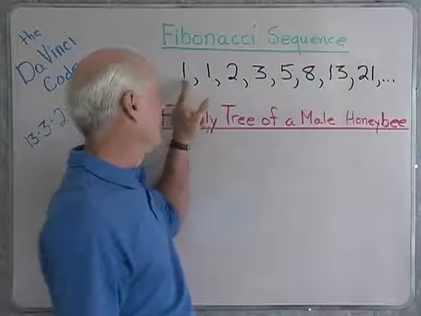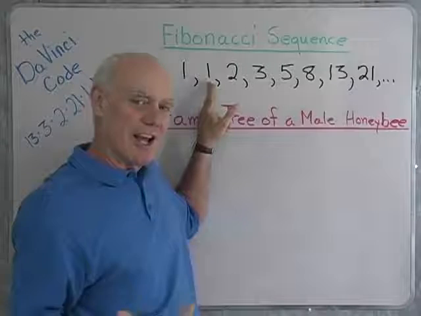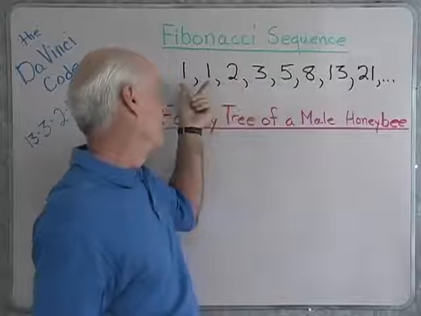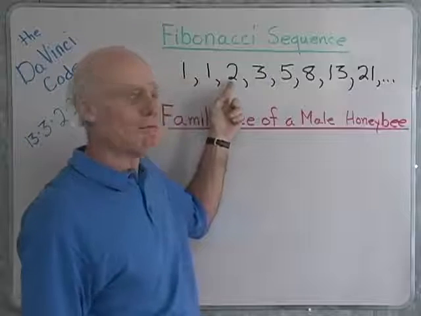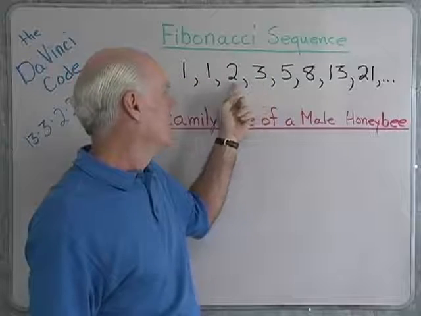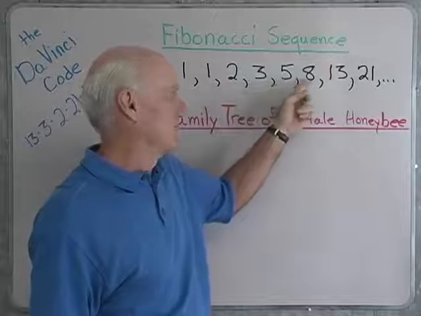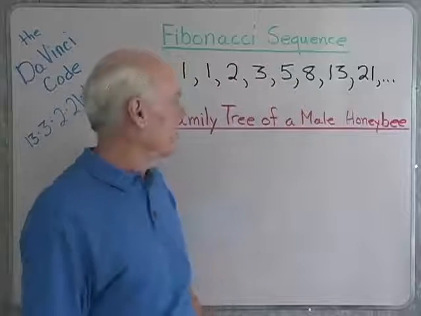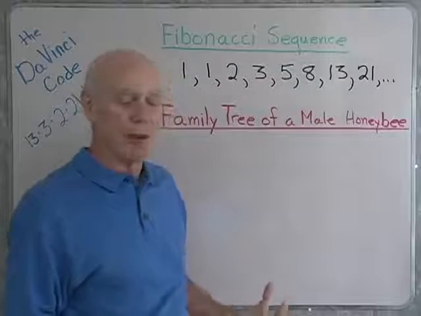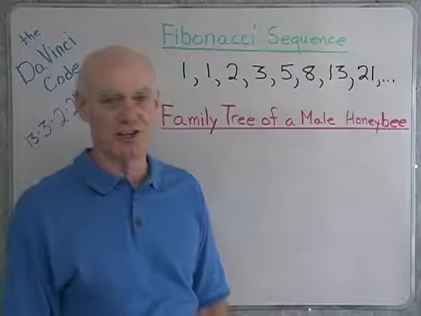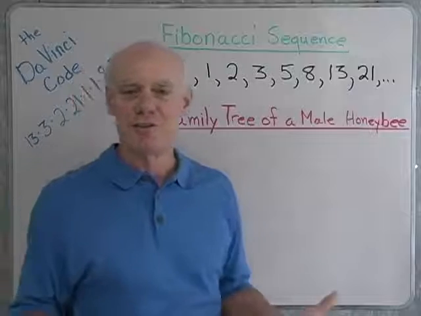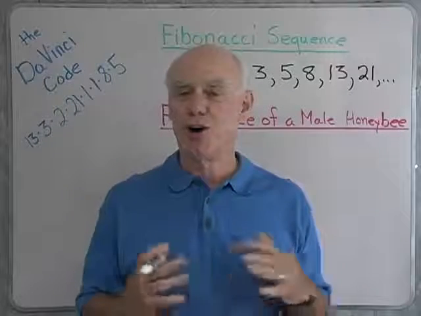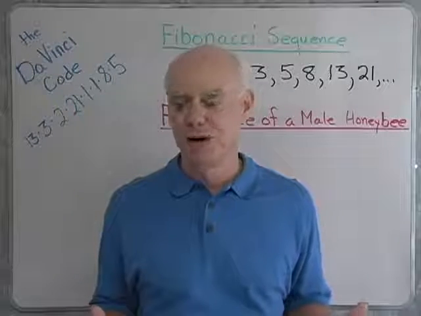It starts with a 1, the next number is a 1, then after that, to get the next number, you always add the two numbers that came before that. So 1 and 1 is 2, 1 and 2 is 3, 2 and 3 is 5, 3 and 5 is 8, so on and so forth. So that's recognizing the pattern that exists in the Fibonacci sequence. It turns out that this sequence of numbers has all kinds of applications. It describes all kinds of things in the world that we see around us.